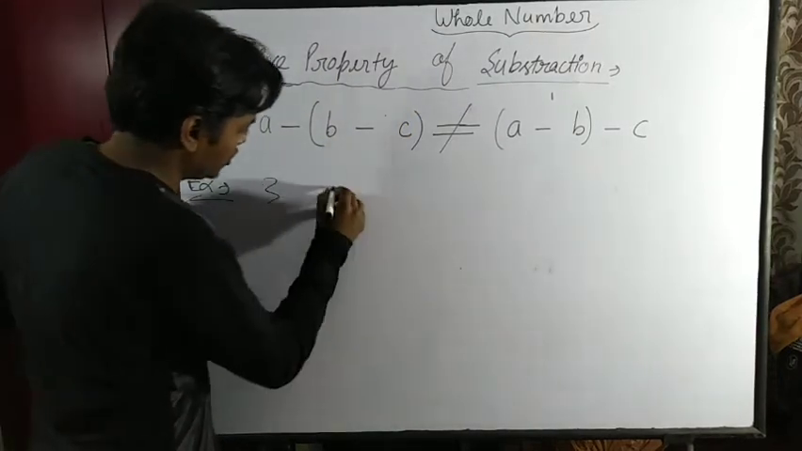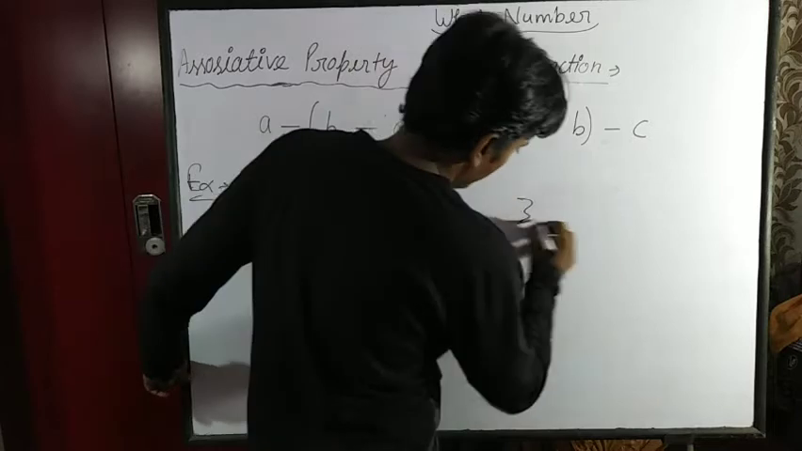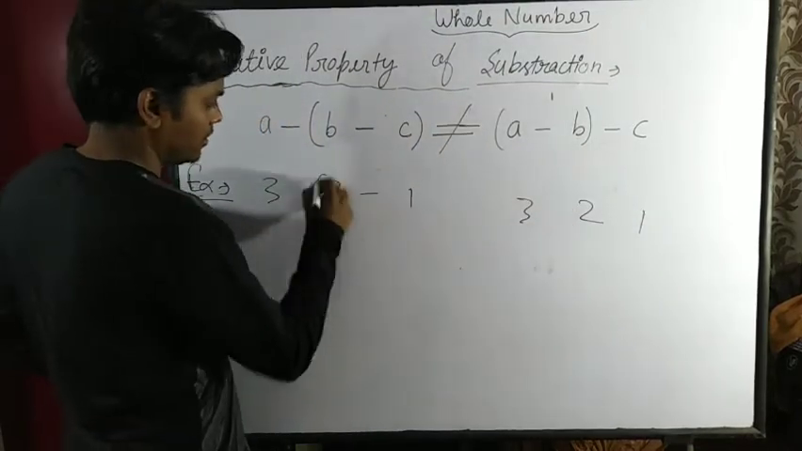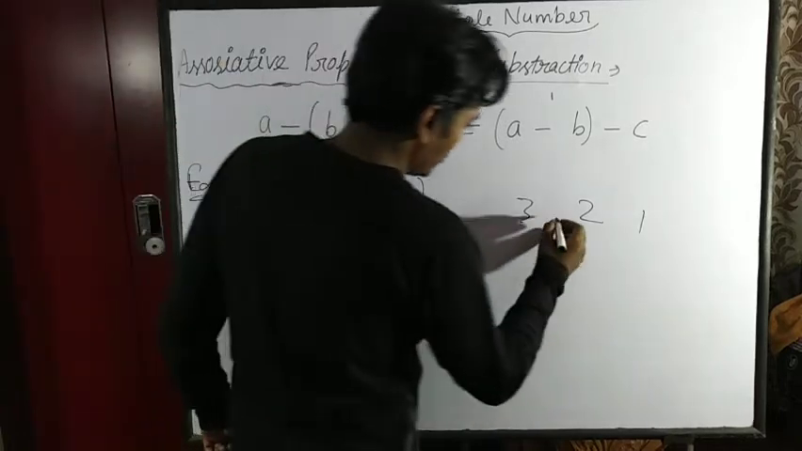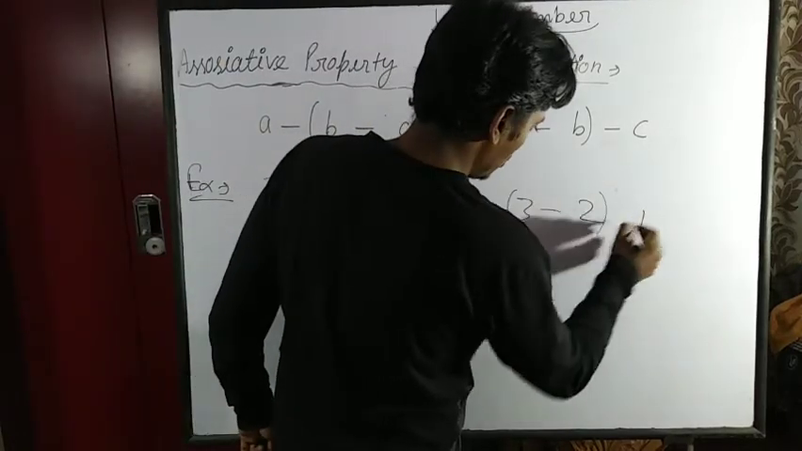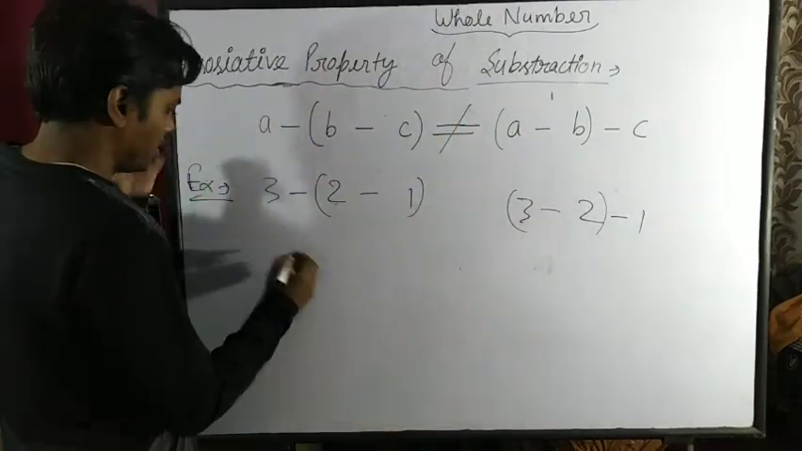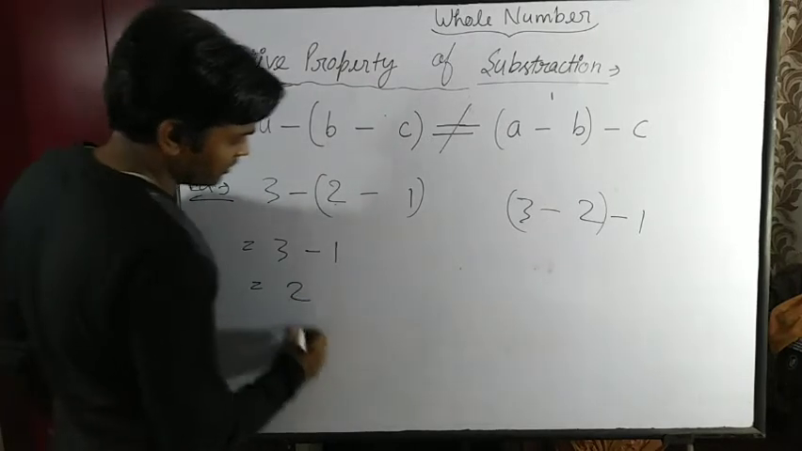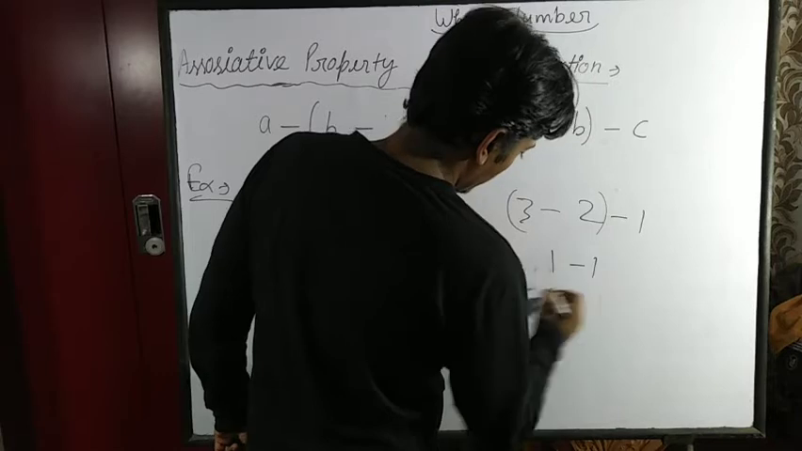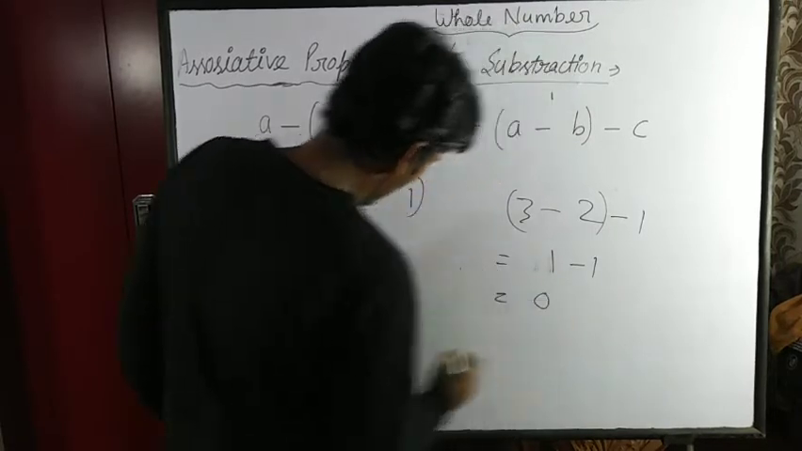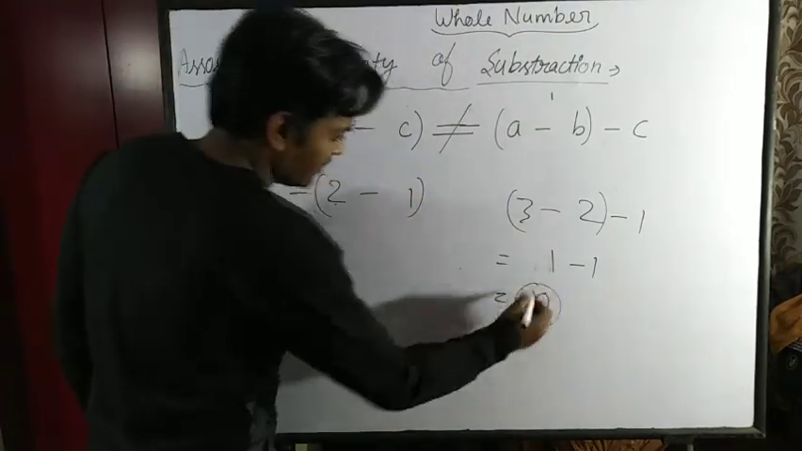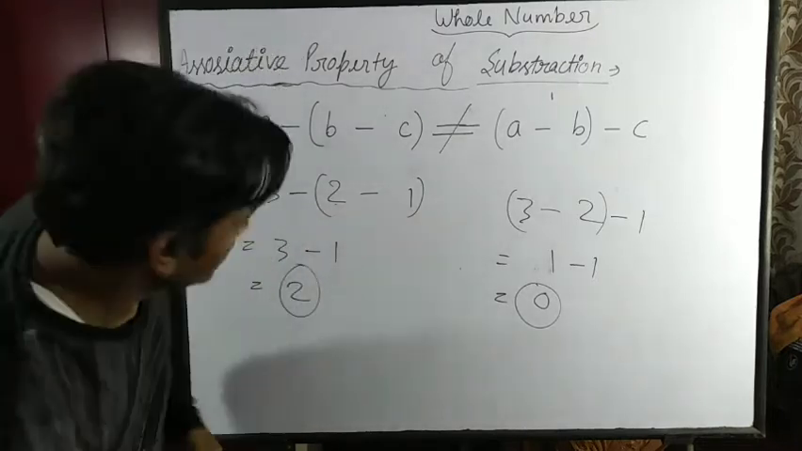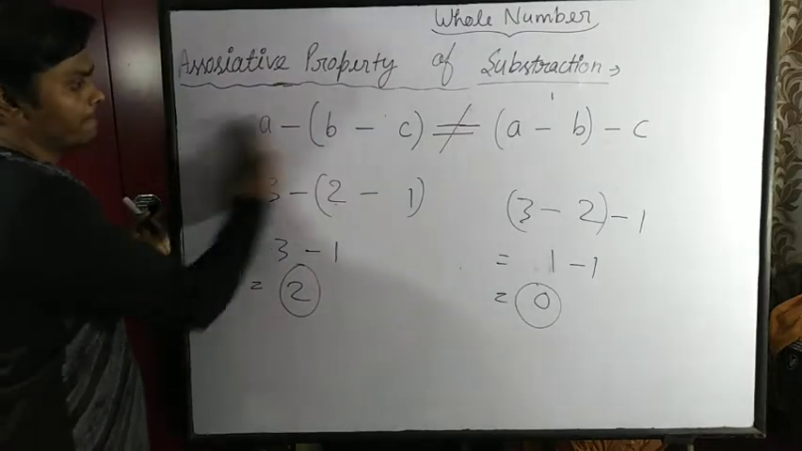That is 3, 2, 1. See, (3 minus 2) minus 1 and 3 minus (2 minus 1). 2 minus 1 is 1, and 3 minus 1 is equal to 2. 3 minus 2 is 1, and 1 minus 1 is equal to 0. We are getting different results because subtraction is not associative. Now we will see the commutative property.